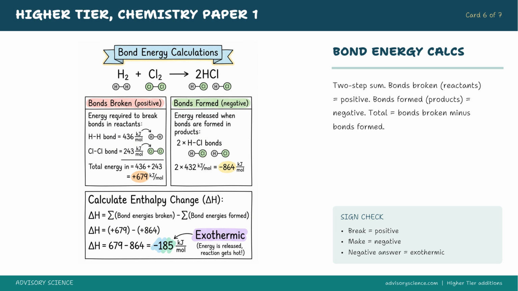Total energy change equals bonds broken minus bonds formed. Negative answer means exothermic, and a positive answer means it's endothermic. In the exam, draw out every bond, not just the formula. Hydrogen has 1 bond, oxygen in water has 2 bonds, methane has 4 bonds, and count them. Don't estimate.